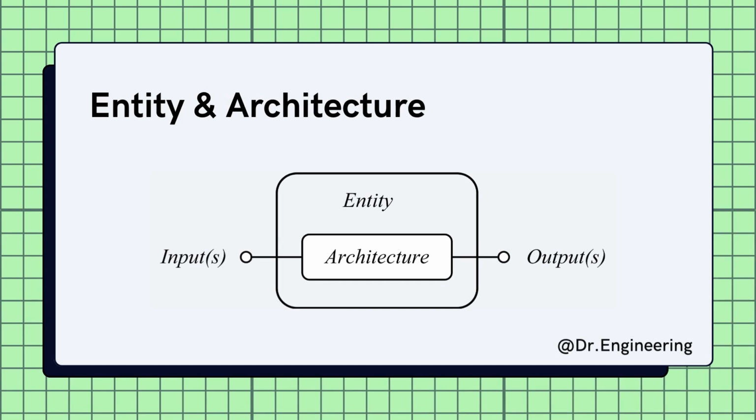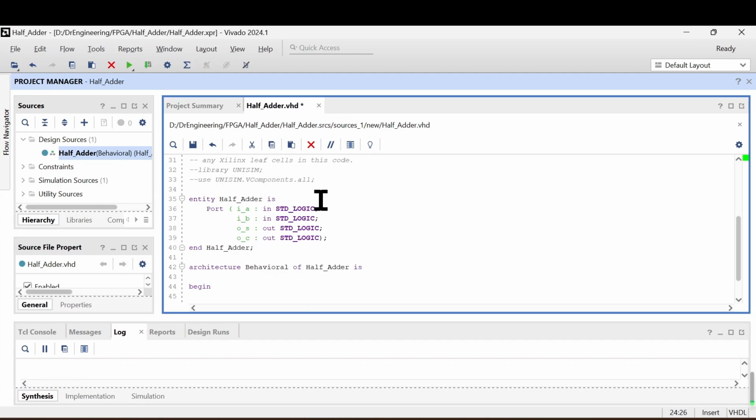Now, let's talk about entity and architecture. An entity is like a black box. It defines the inputs and outputs of a circuit but doesn't tell us what happens inside. The architecture describes the internal workings of this black box. In our case, the entity is named half_adder, and the architecture is named behavioral.